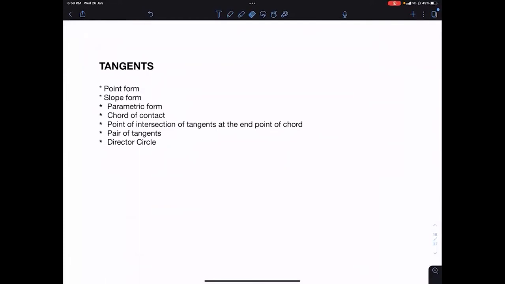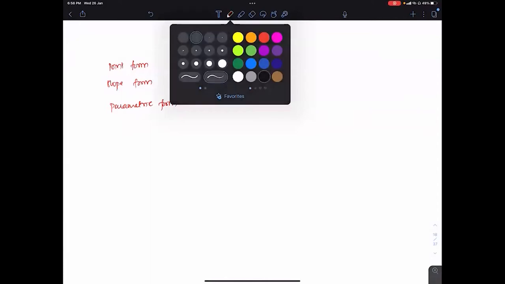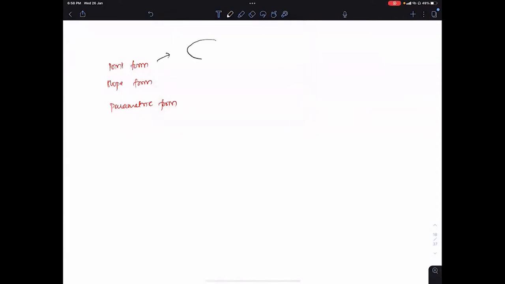Like in parabola, we had three forms. Now, what are those? Point form, already we have seen, slope form, and parametric form. So in the same way, in ellipse also we have these three forms. So where do we use the point form? Pretty straightforward. When a point on the ellipse is given, and you need the equation of the tangent at that point, then simply the point form will help you, that is T equals 0 or S1 equals 0, like that.